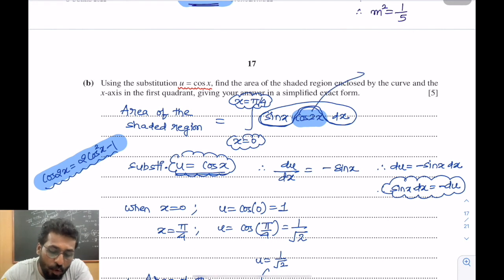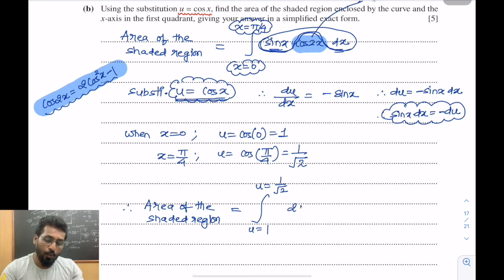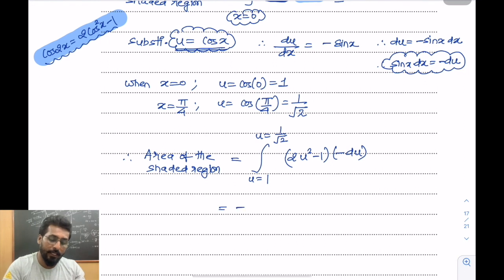Also, this cos 2x, you are going to write 2 cos square x minus 1. And this sin x and dx are going to become minus du. So I have 2u square minus 1 and minus du. So bring the negative sign out. So integration 1 to 1 upon root 2, you are left with 2u square minus 1 du.